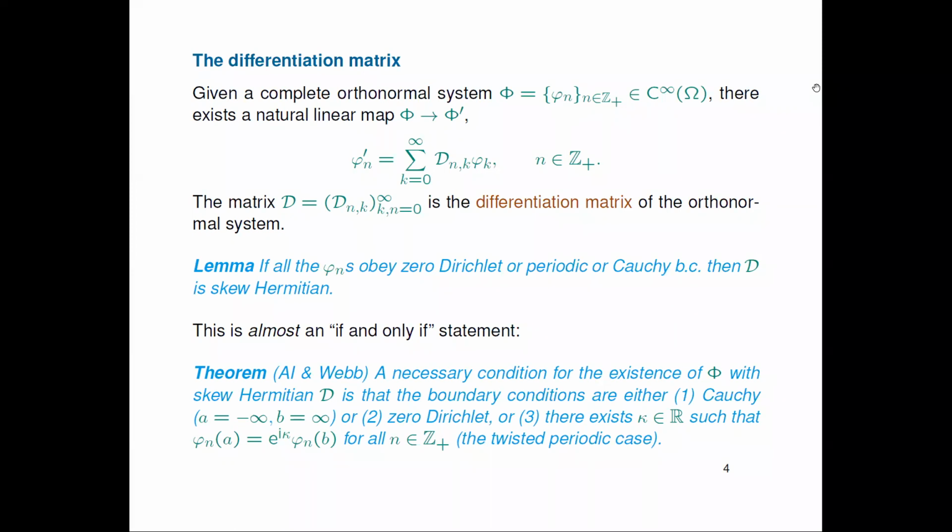On the other hand, a necessary condition for the existence of phi with skew-Hermitian differentiation matrix D is that the boundary conditions are either Cauchy, say the whole real line, once we're doing it on the real line, or we have an interval and we have zero Dirichlet boundary conditions, or we have what we call twisted periodic boundary conditions. The value at one end is the same unit modulus multiple of the value at the other end. If kappa here equals 0, there's standard periodicity. Otherwise, we have this sort of twisted periodicity, which for a very long time, I believe, had absolutely no applications. And then I discovered that actually it is very important in solid state physics because it is related to Bloch waves.